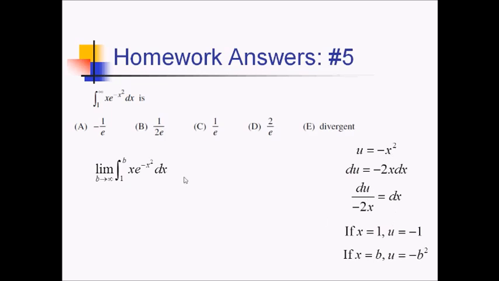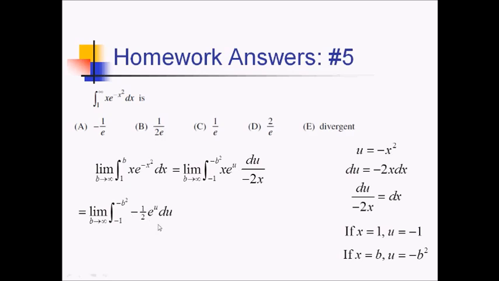Plugging all that back in, we have the limit as b approaches infinity of the integral from now negative 1 to negative b squared of, we've got x times e to the u, and now we've got du over negative 2x replacing the dx. Canceling out those x's, I can write this as the integral of negative 1/2 e to the u du.